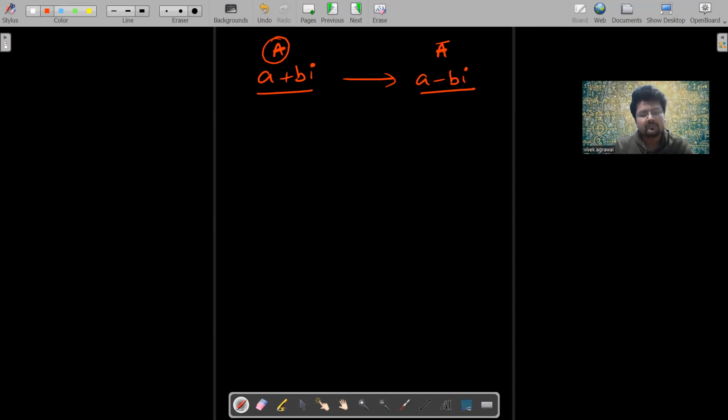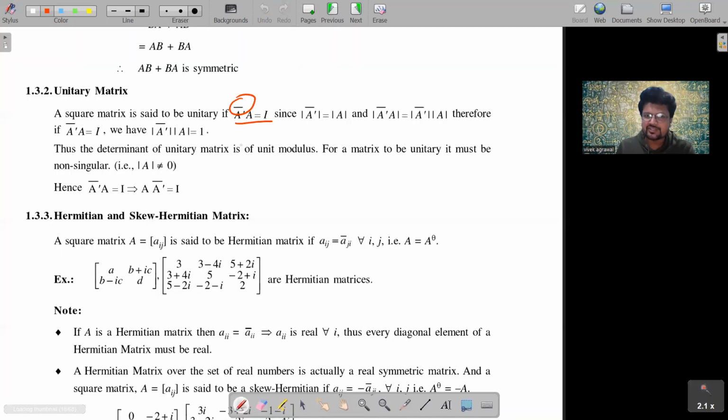Okay, but in matrices, if it does not have any complex elements, how do we get the conjugate? No, this is the condition. Only whichever matrix follows this particular rule will be called a unitary matrix. Otherwise, it will not.